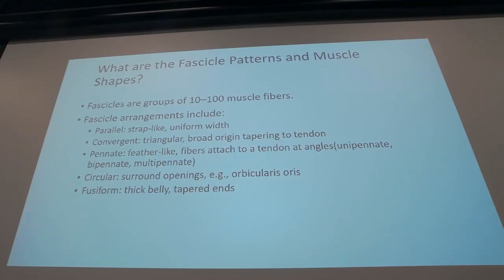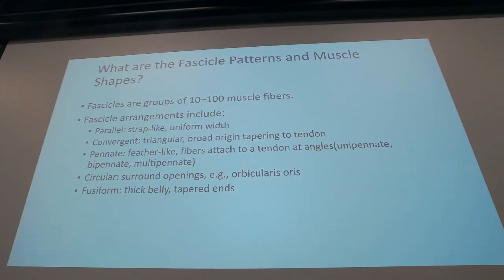So, for instance, if the fibers in the fascicle run parallel to each other, you call it parallel. It looks like a strap. They run sideways. So those are parallel fascicles. If in the fascicles you have a broad origin with a tapered end, like the fibers start broad and they go into a single point that looks like a triangle, that will be a convergent fascicle.